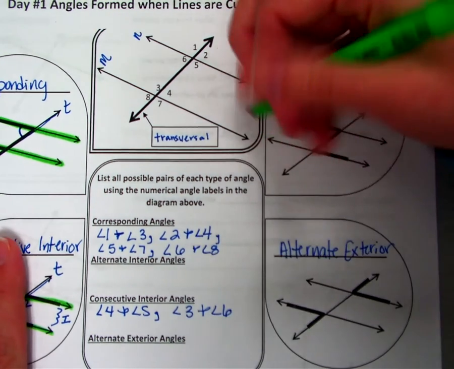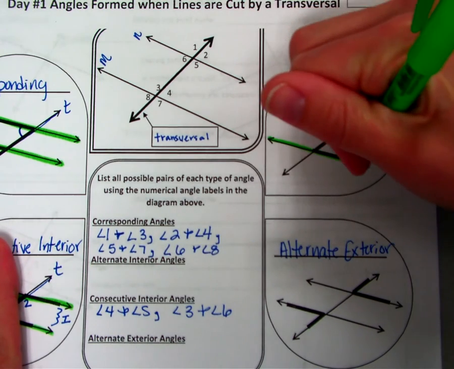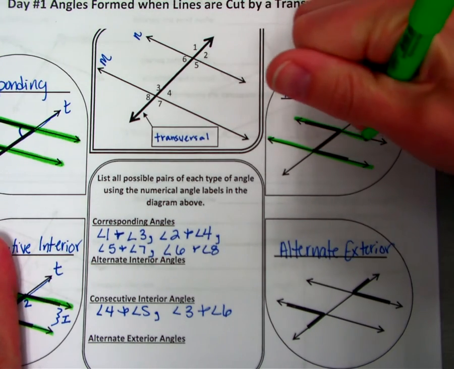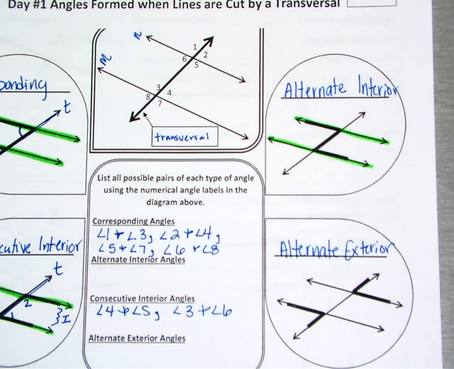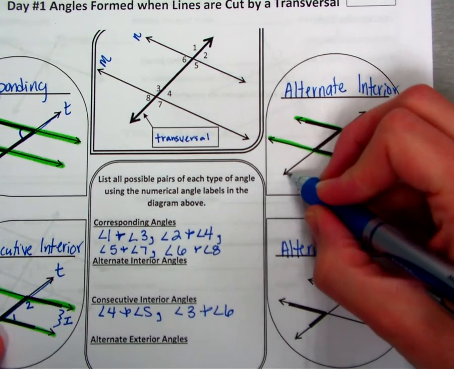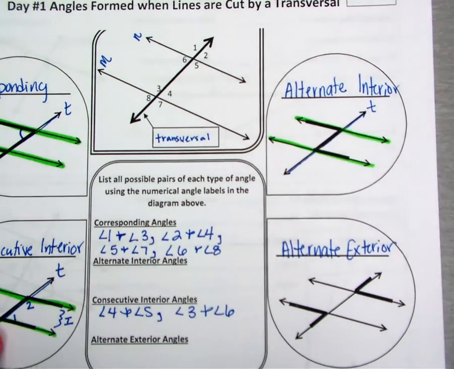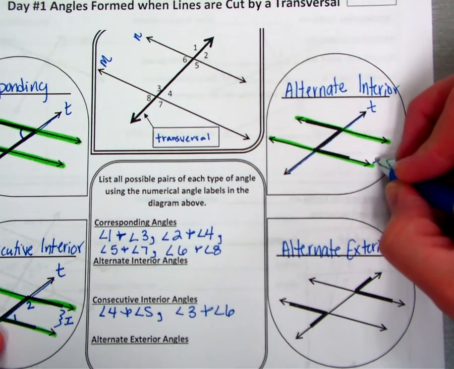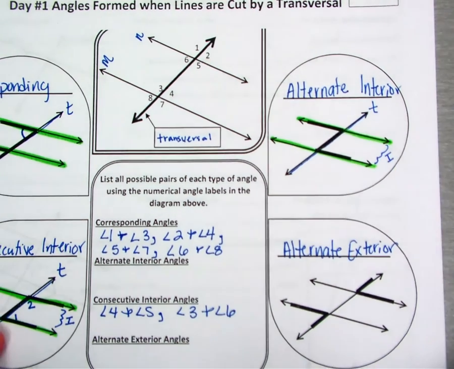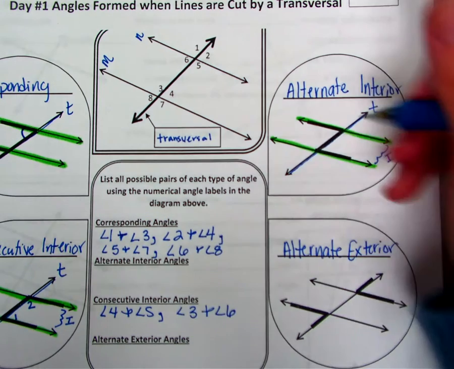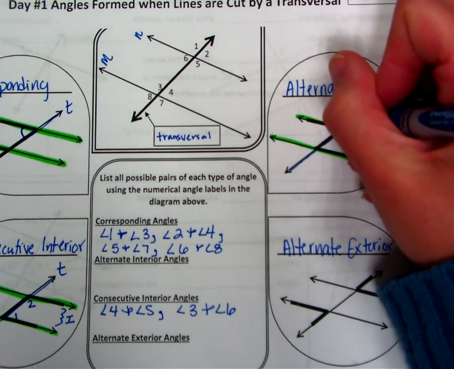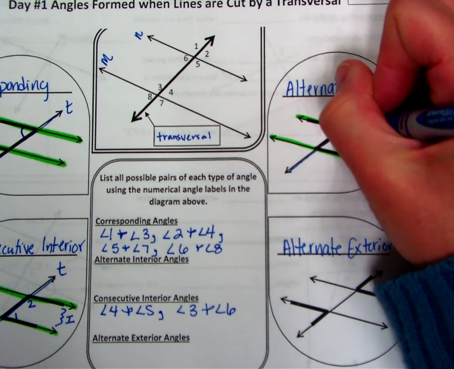So again, I've got my two lines, M and N, that are being cut by my transversal T. So two lines, M and N, being cut by this transversal T. So again, this is my interior. We just talked about that. So alternating means they have to be on opposite sides of the transversal. So highlighted in this picture is this angle here.